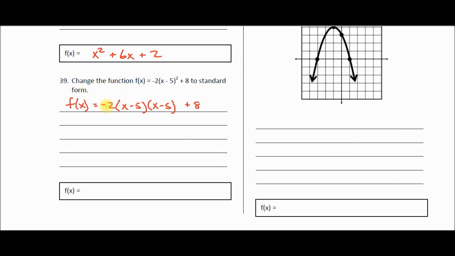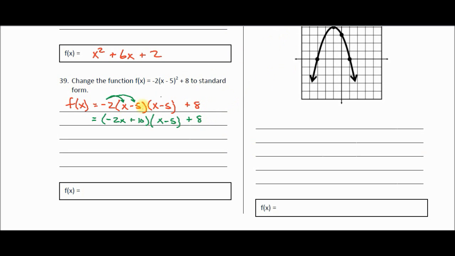Next step, we've got to do this in 2 steps. First, distribute the negative 2 into the first binomial. So negative 2 times x is negative 2x. Negative 2 times negative 5 is positive 10. That changes into a new binomial. And then we bring down the x minus 5. I don't know why I keep messing up my brackets. X minus 5 and then plus 8.